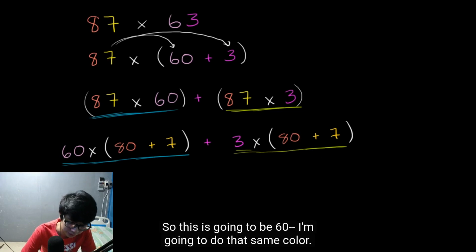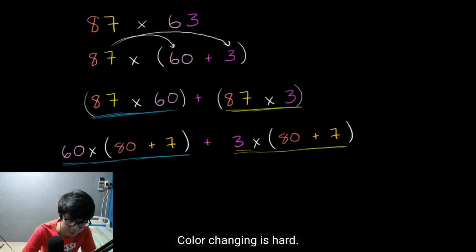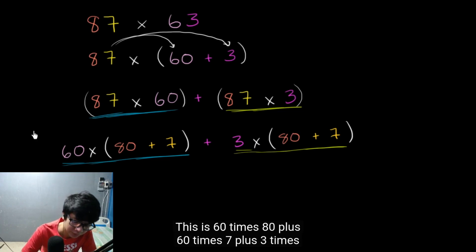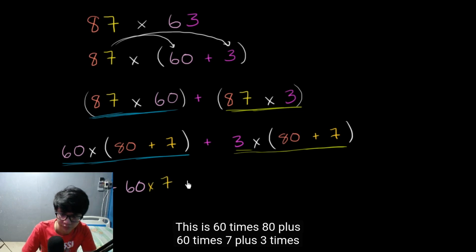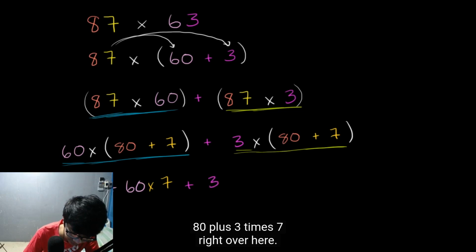We can distribute the 60 times 80 plus 7. So this is going to be 60 times 80 plus 60 times 7, plus 3 times 80 plus 3 times 7.